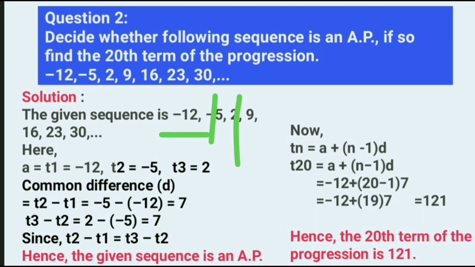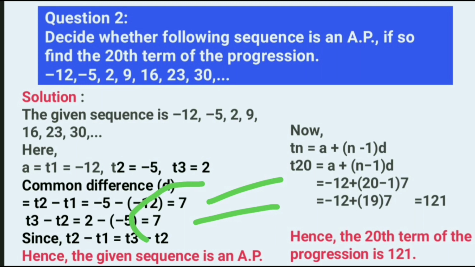So you have to find common difference. Now common difference is D, that is T2 minus T1, that equal to -5 minus of -12, that is -5 plus 12 is 7. T3 minus T2 is 2 minus -5, that is 2 plus 5 is 7. Since T2 minus T1 is equal to T3 minus T2, hence the given sequence is an AP.